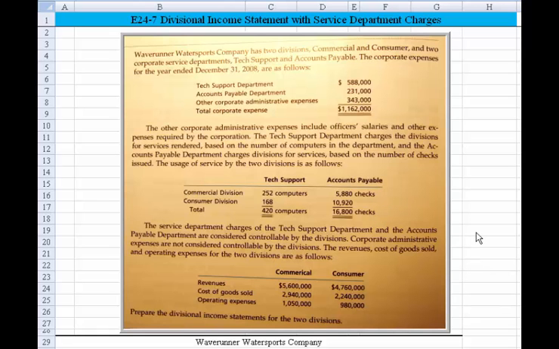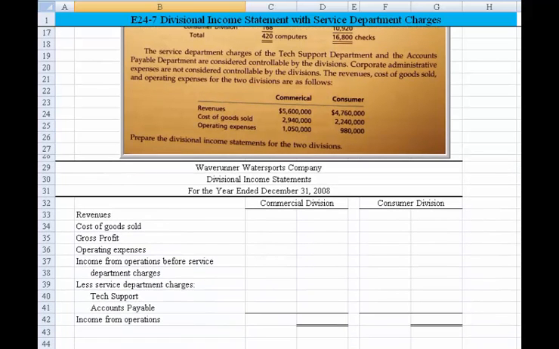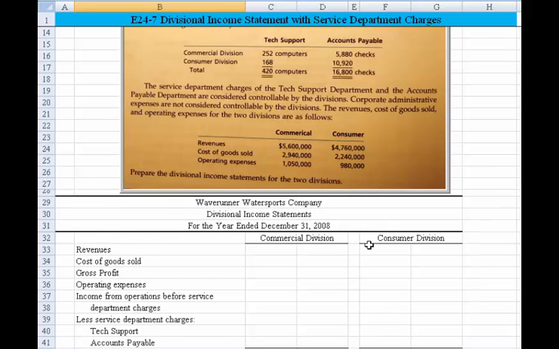Okay, the service department charges of the tech support department and the accounts payable department are considered controllable by the divisions. Corporate administrative expenses are not considered controllable by the divisions. The revenues, cost of goods sold, and operating expenses for the two divisions appear in this last table, and we're asked to prepare the divisional income statement for the two divisions. Let me slide so we can take a look at this. Now you'll see that I prepared quite a bit of it already, a schedule, and we're going to need to complete this information using the information from above.